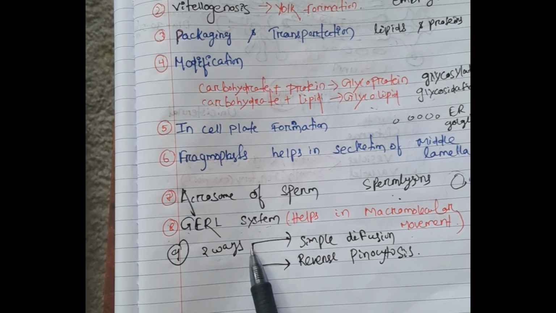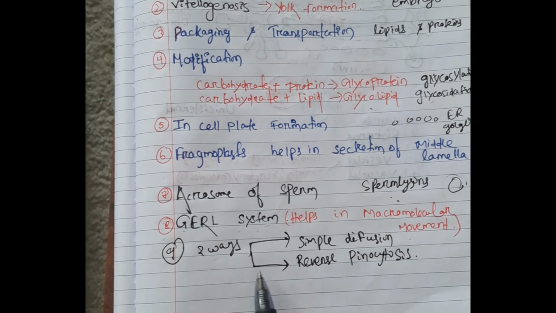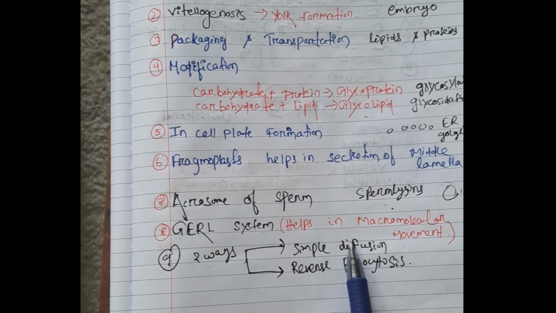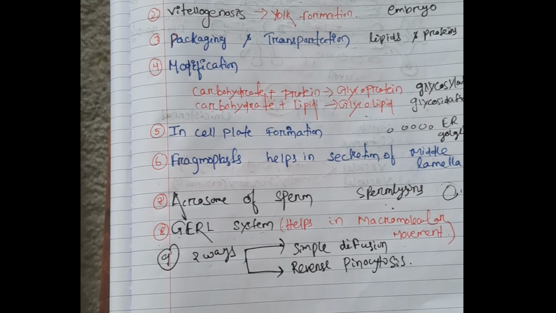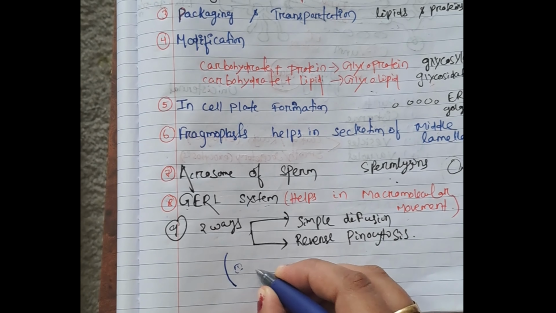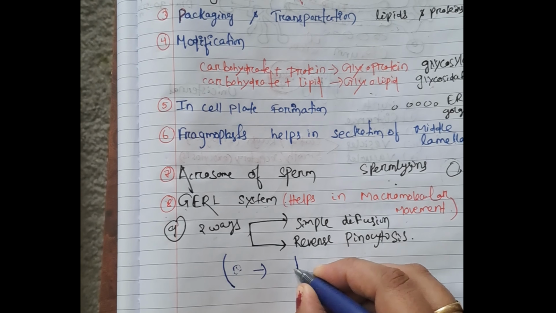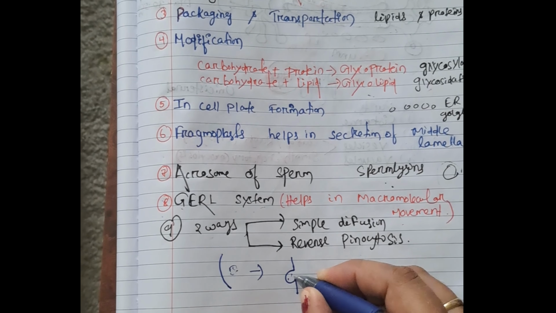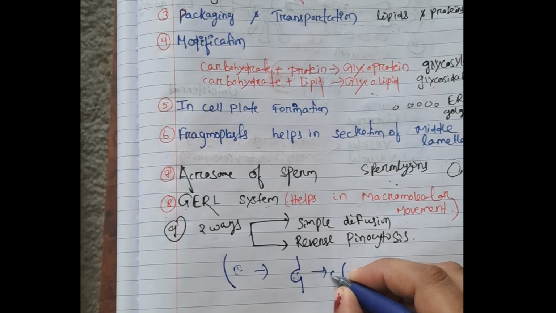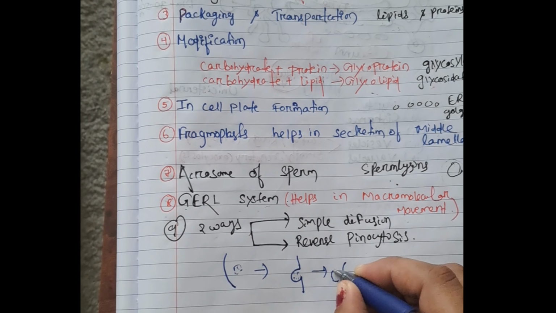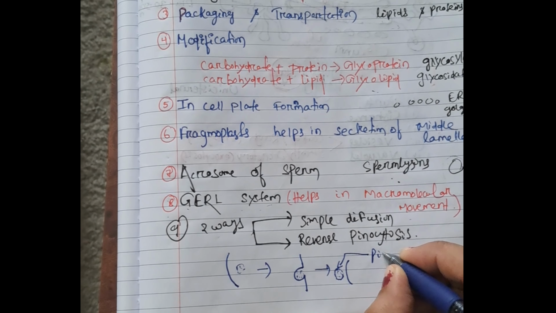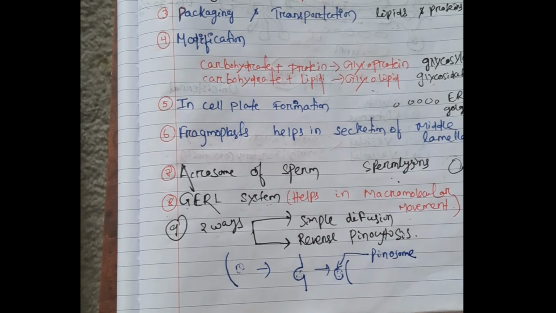That is released in two ways. First is the simple diffusion. Second is the reverse pinocytosis. So what is pinocytosis? Pinocytosis is when the liquid is taken in. So this is the membrane and this is the liquid, and the membrane forms a cup like structure, and these liquids are taken in, and then a vesicle like structure is formed. This is known as pinosome, and that process is known as pinocytosis.